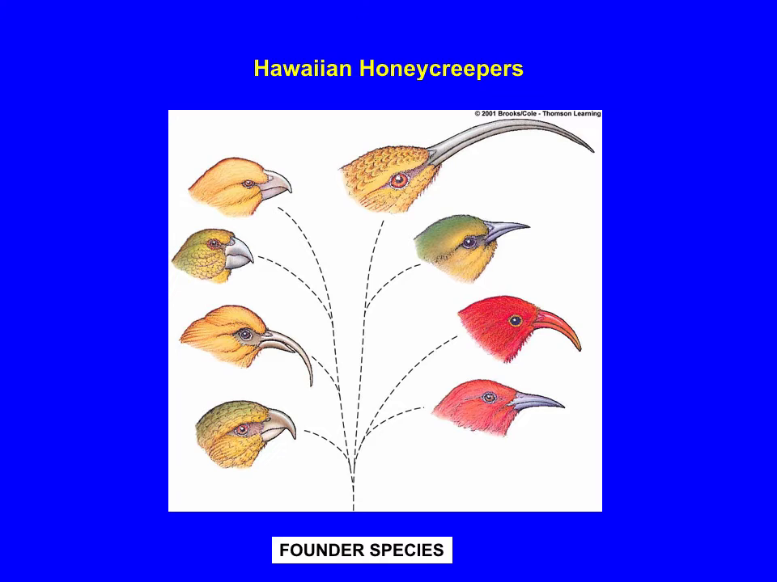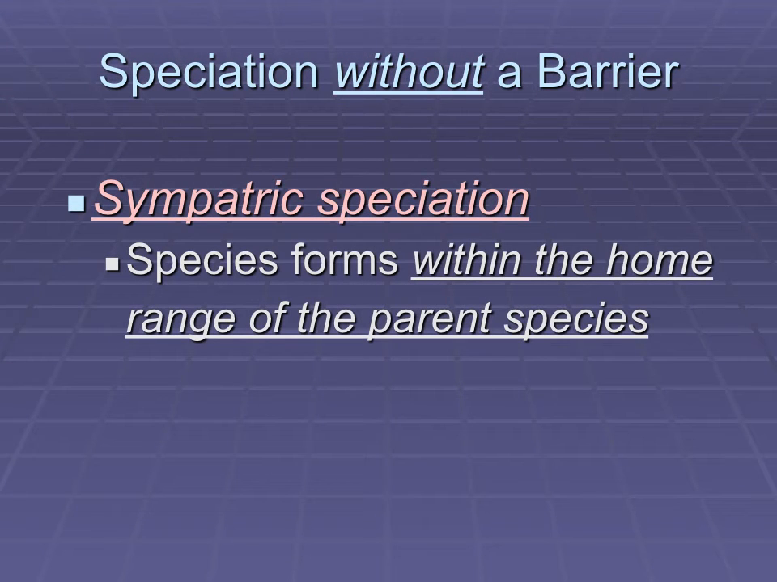So obviously competition, we know, is an issue. You don't want competition. So these species filling different niches lessens competition, and they're going to genetically diverge as a result. Natural selection will select for different traits.